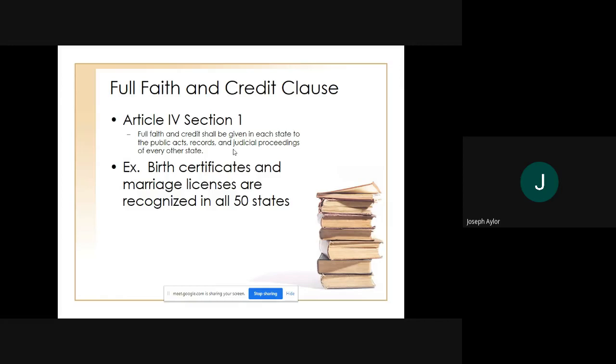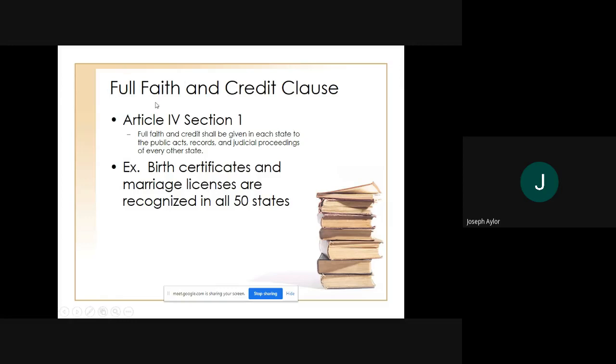The same thing in Kentucky. I believe Ohio might have a younger driver's license. So in Ohio, if you're 15 and a half or whatever, and you're driving in Kentucky, you're not going to get pulled over if you're following all of the laws of Ohio with having somebody in the car and things like that. So if they've issued a permit or whatever, the full faith and credit clause is going to be that the other states are going to have to recognize that legal proceeding.